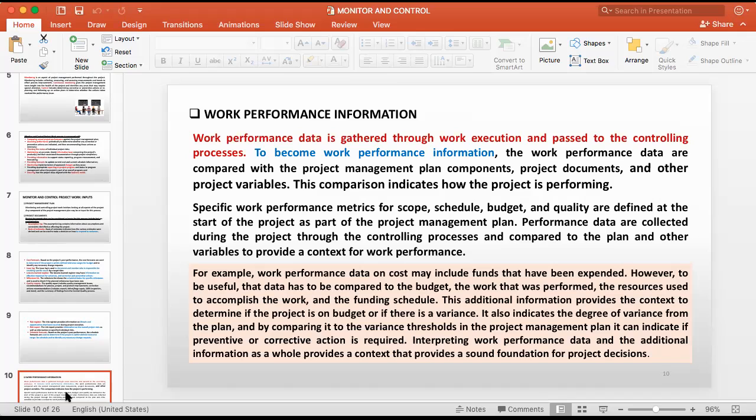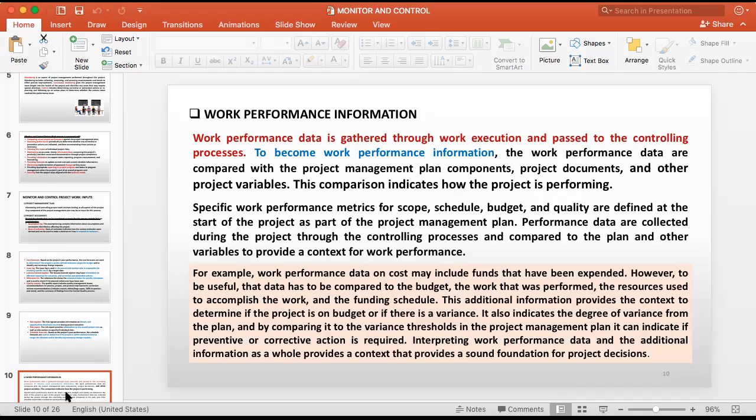However, to be useful, that data has to be compared to the budget. So out of work performance data, you know how much you have spent. But you have to compare with your budget. Otherwise, that's only data. This much you have spent. It's data, but you have to compare it with the budget, to see whether you have spent the correct amount.